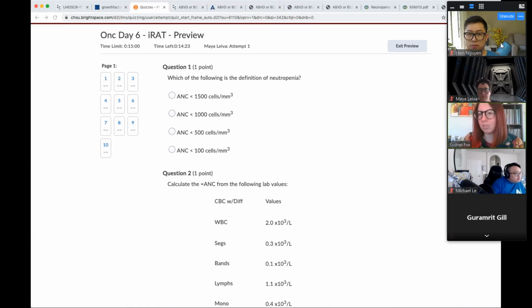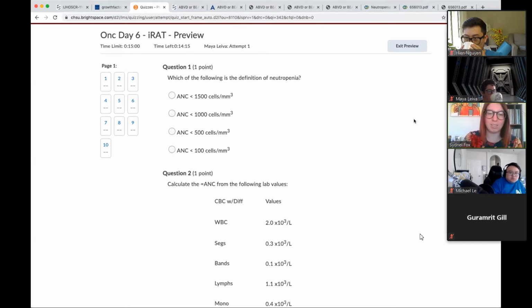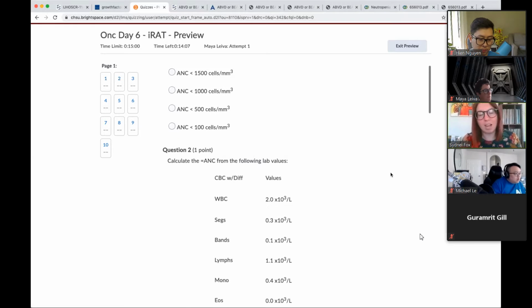This one was kind of straight out of the first few slides. So what is the definition of neutropenia? Anyone want to chime in? Less than 500. Yeah. So this one should be pretty straightforward. This is like must-know information.